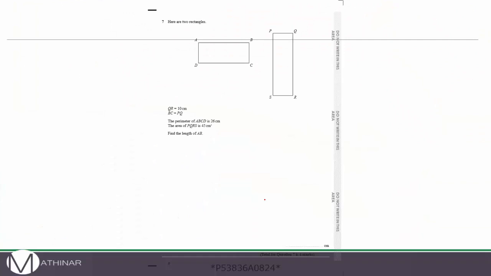Question 7. Here are 2 rectangles. So you've got ABCD and you've got PQRS. And we've got some length. So QR is 10 centimeters and BC is equal to PQ. The perimeter of ABCD is 26 and the area of PQRS is 45. Okay, so I'm going to use this piece of information.